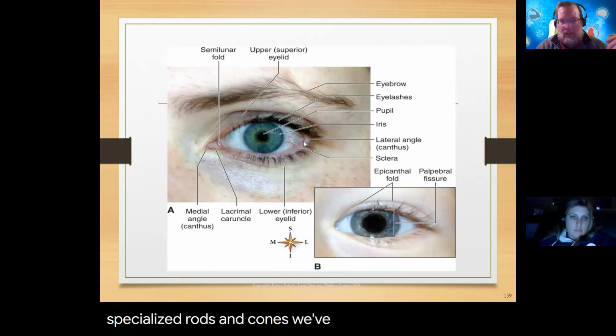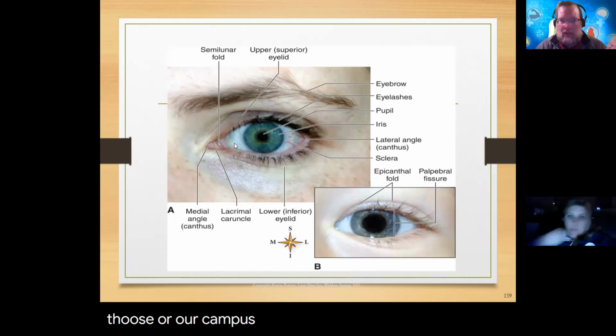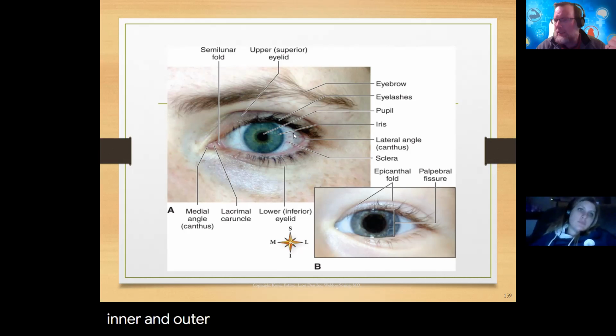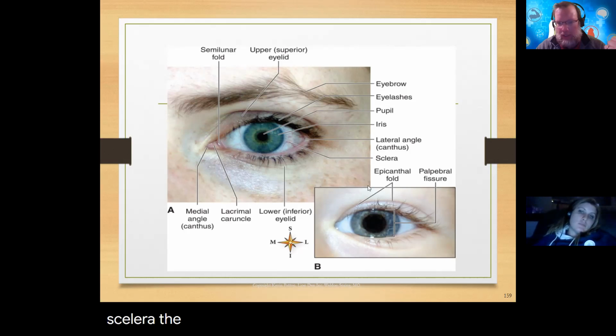Okay, we've got the inner and outer, or medial and lateral, corners. They're called the canthus: lateral canthus and medial canthus, or inner and outer. Oh, and the whites of the eye they call the sclera. Okay, the sclera is the whites of the eye.